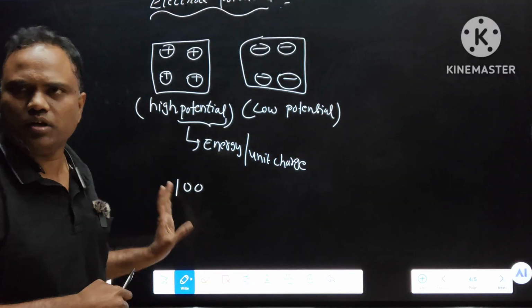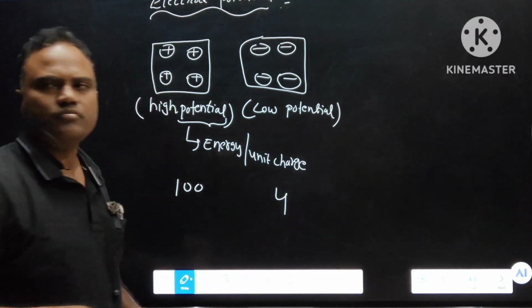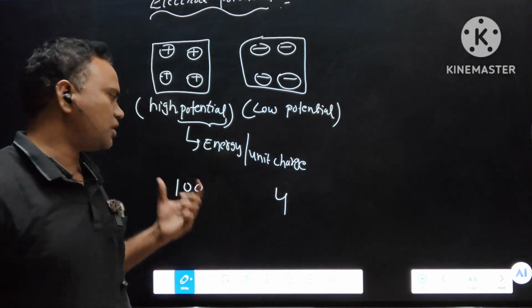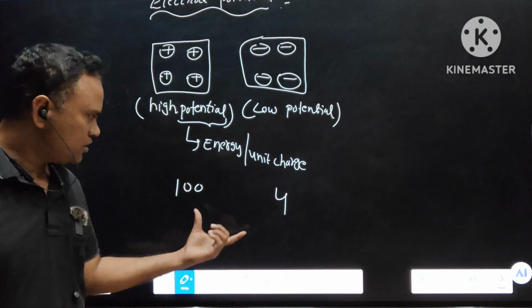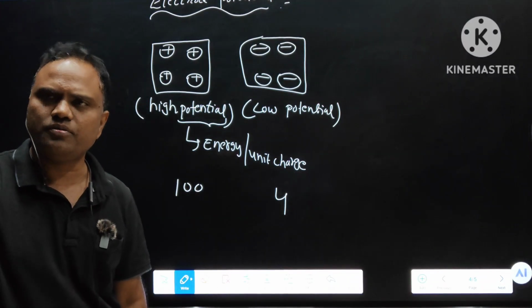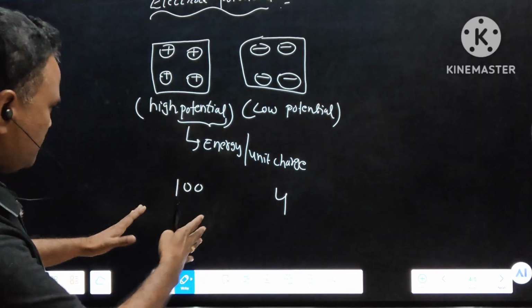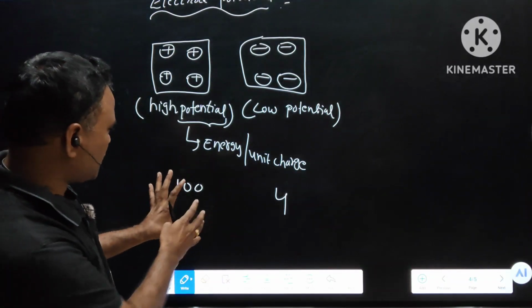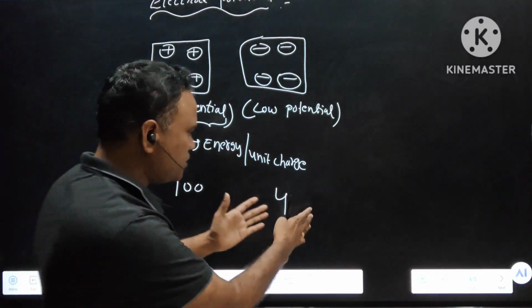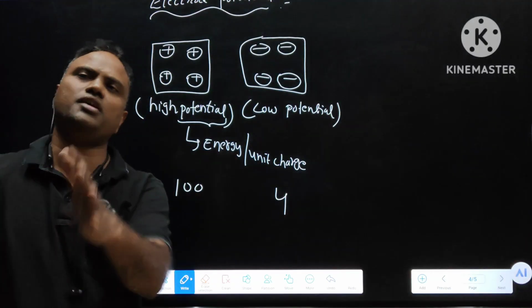I am taking one high value and one low value: the numbers 100 and 4. Is there a difference between 100 and 4? By seeing this, we can think that this is a bigger value and this is a smaller value. Bigger and smaller means there is a difference.